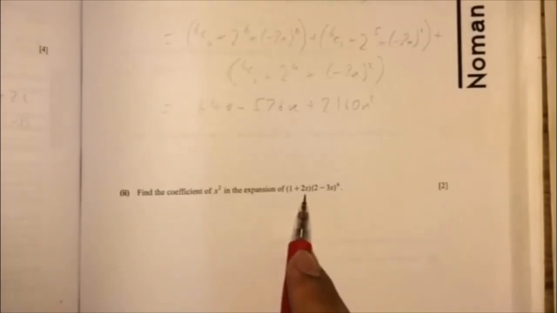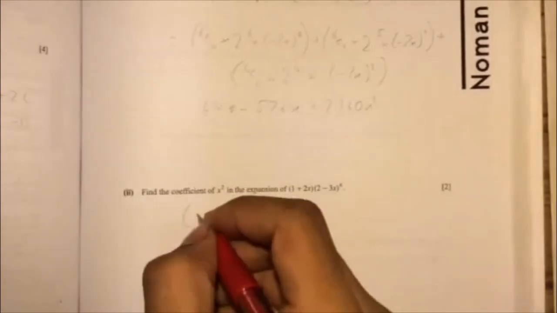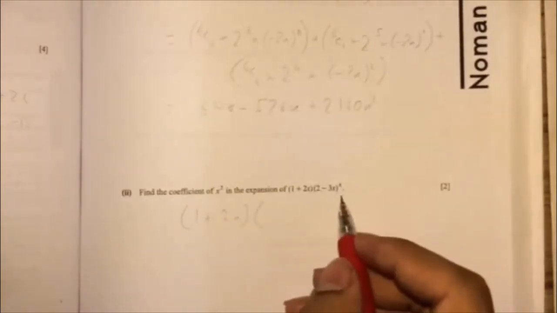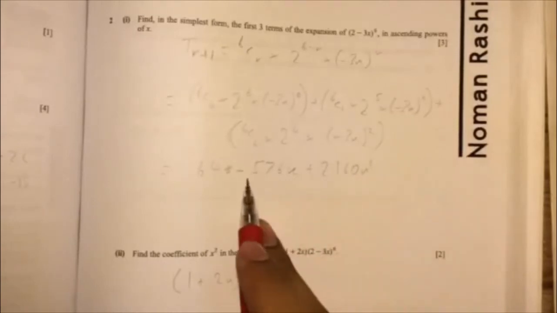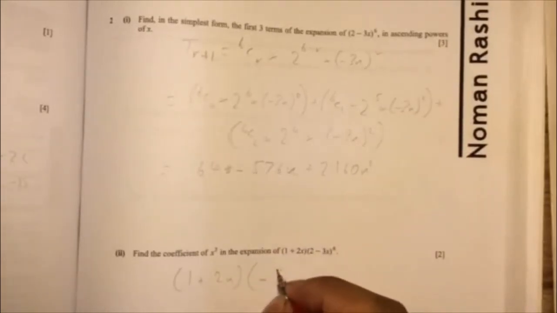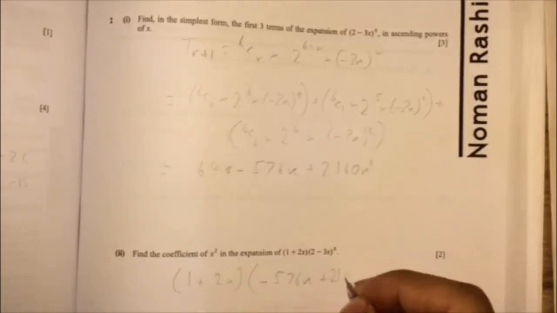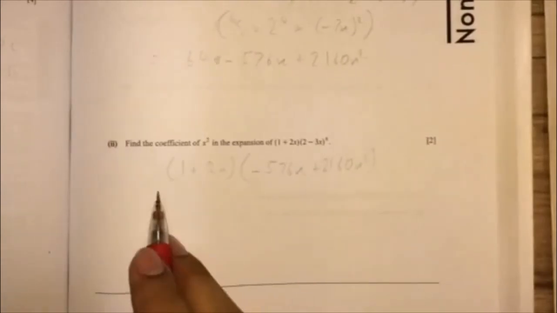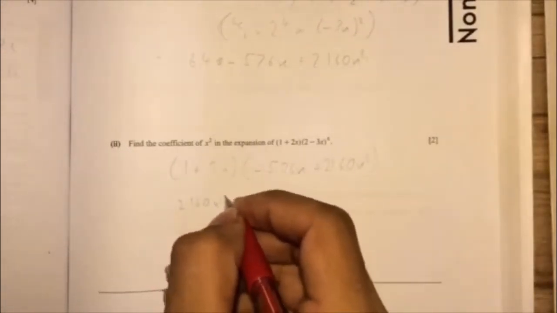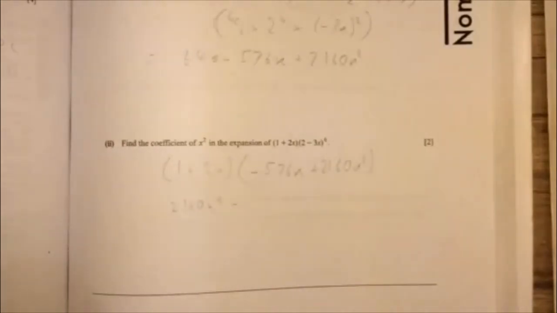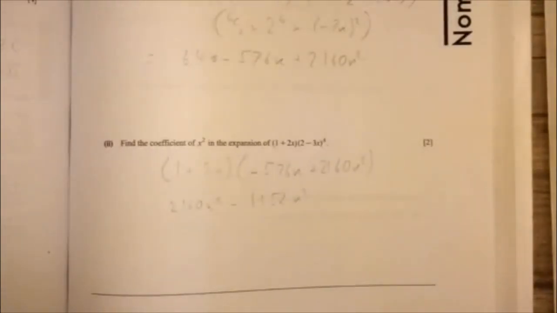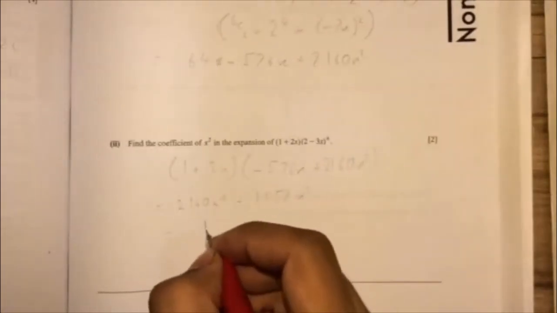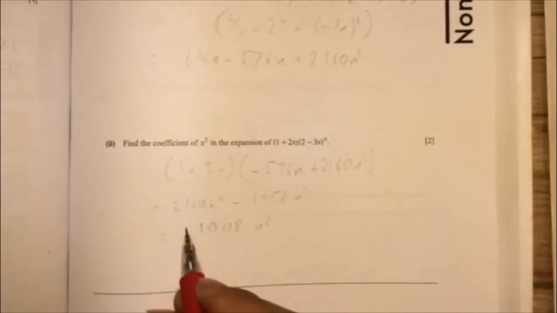This is the expansion. On the next part, they're saying find the coefficient of x squared in the expansion of 1 plus 2x, 2 minus 3x whole power 6. So 1 plus 2x, and in this expansion we'll need the terms in x square and in x. In x square the term is 2160 and minus 576 in x. So we'll write minus 576x plus 2160x square. Now 1 multiplied by 2160x square will give us 2160x square, and 576 into 2 we'll get 1152x square. 2160 minus 1152 is 1008x square. So the coefficient is 1008.